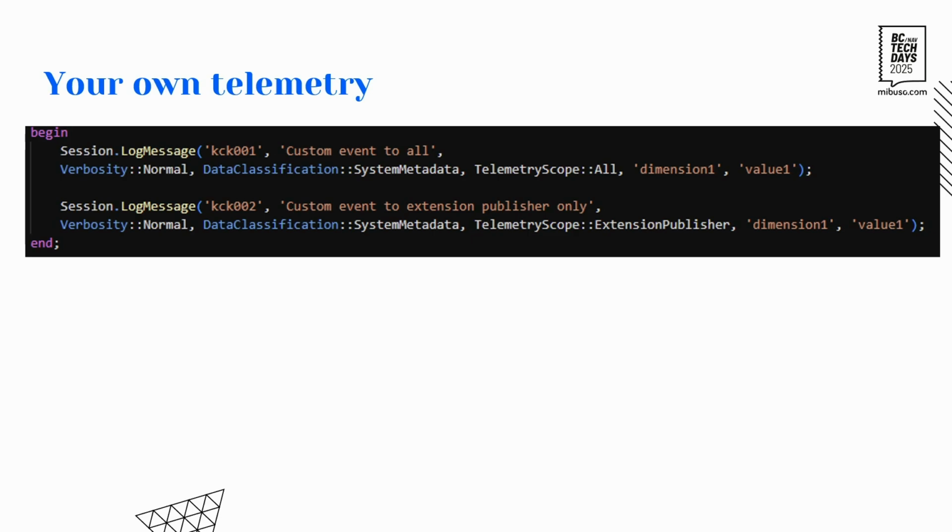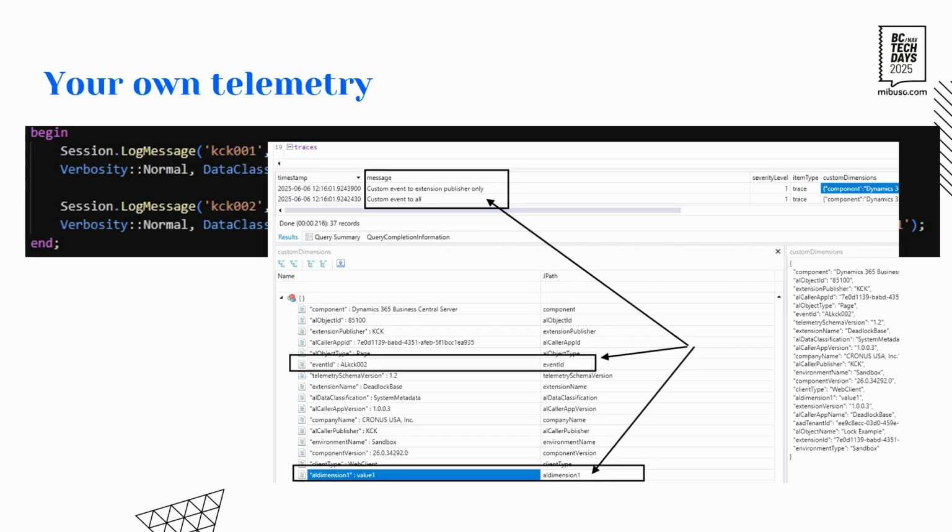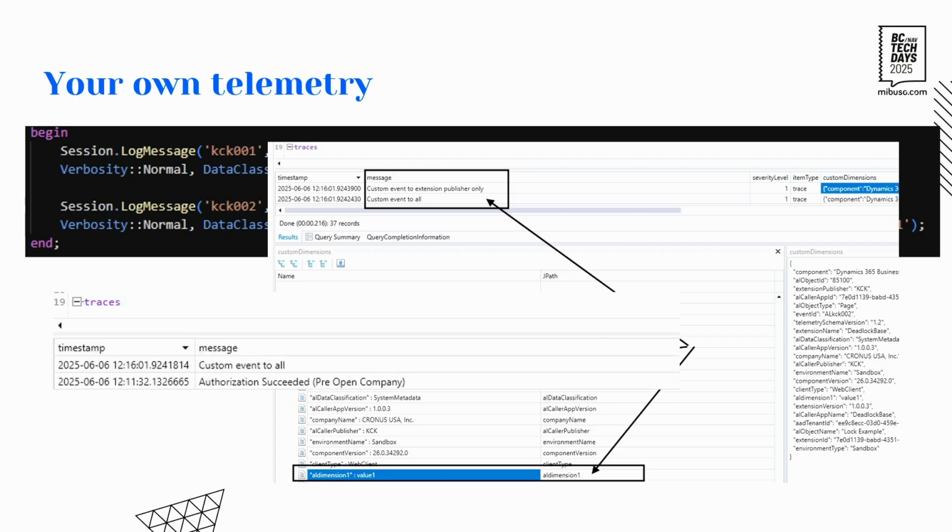There's also a dimensions. It's not that important in this case. Also, be mindful what you log. It could be you're actually violating privacy aspects. So do be mindful of what you actually log. And this is how it looks. If it's the extension that you see, you can see there's the all and there's the extension publisher, right? And if I do the same for the customer storage, they only see the all event.